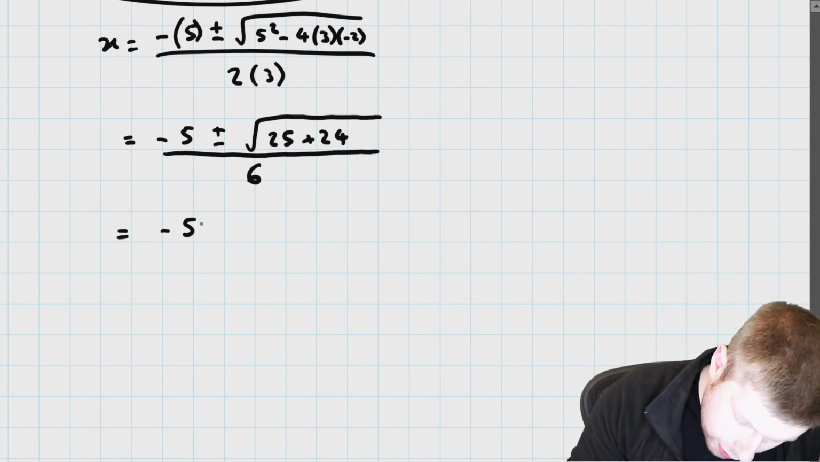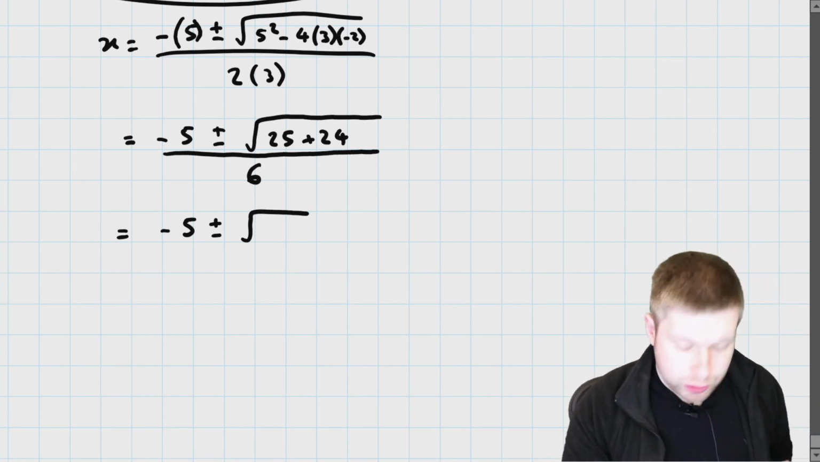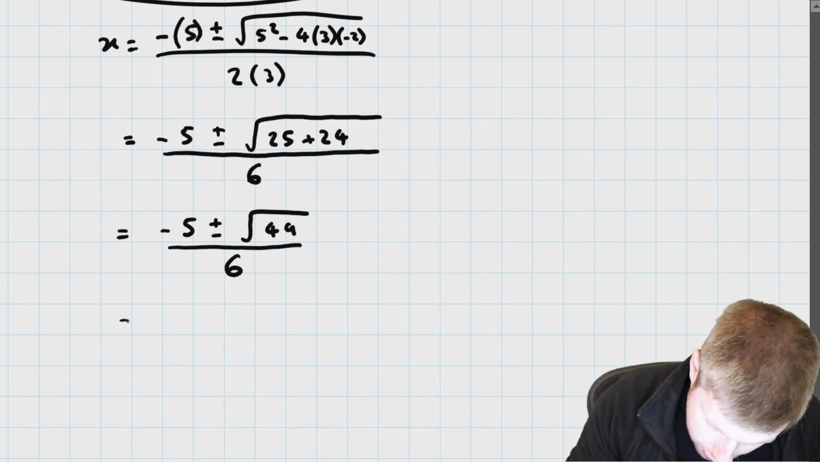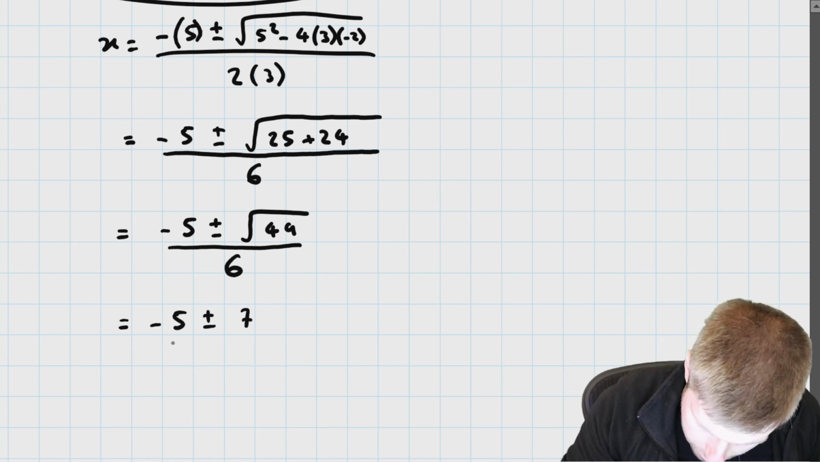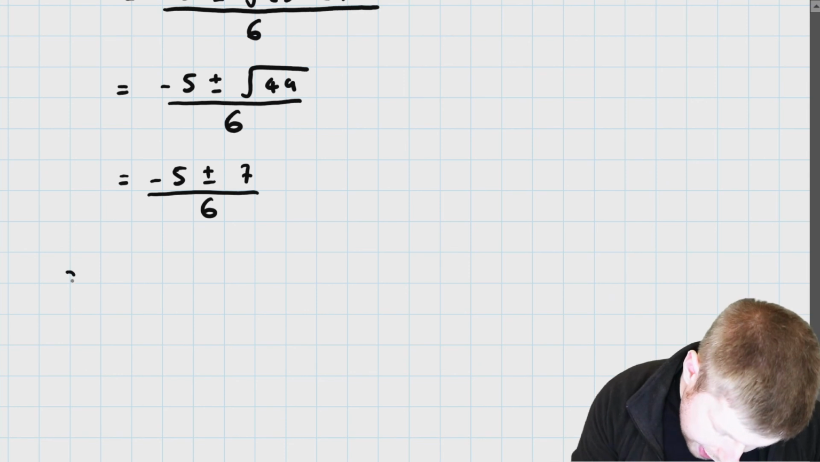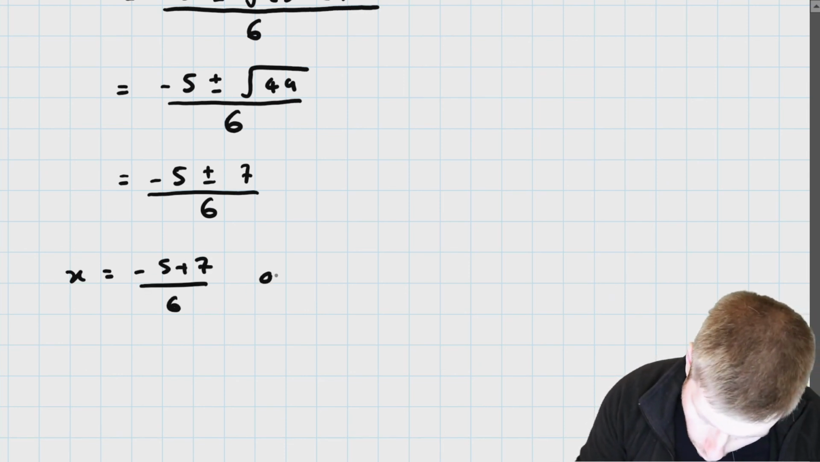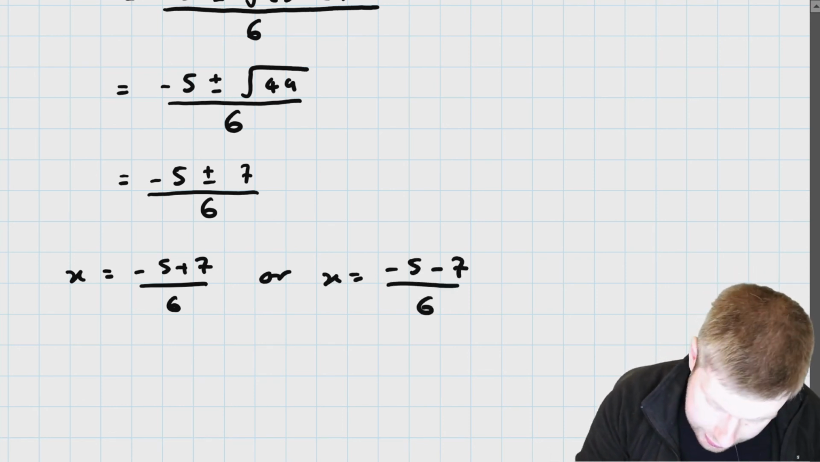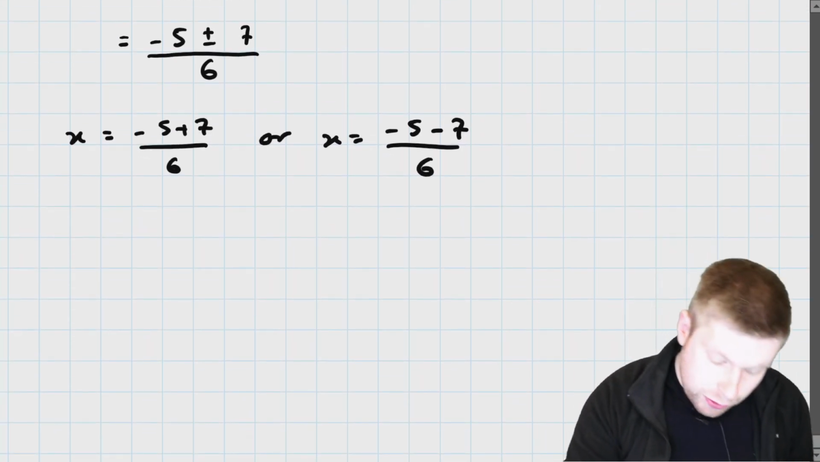This is going to be negative 5 plus or minus, well, okay, square root of 25 plus 24 is going to be square root of 49, all divided by 6. So let's have a look. Well, okay, negative 5 plus or minus square root of 49 is 7, divided by 6. Let's tidy this up. So in other words, I'm going to end up with x equals negative 5 plus 7 over 6, or x equals negative 5 minus 7 over 6. So that's how I deal with the plus or minus. I do one with a plus and one with a minus. Okay, so let's figure out what this is.